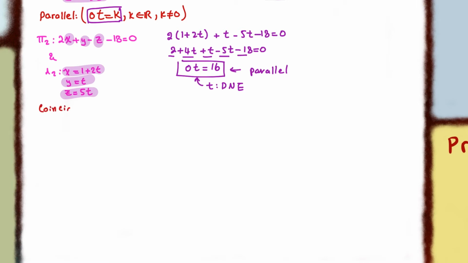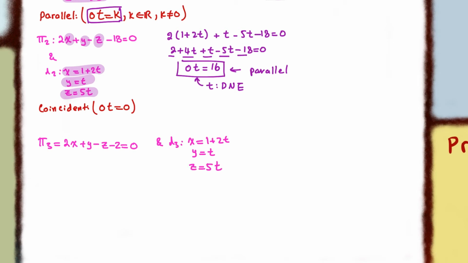The line and the plane can also lie on top of each other. In this case, they would be coincident, and that would mean that 0t will equal 0, meaning that we will have infinite number of solutions. Let's take a look at an example for this particular case. So we've got pi 3 and line 3 as our plane and the line, and we're going to use the exact same procedure. We're going to replace x, y, z with the x, y, and z expressions from the parametric equation of the line, and then we're going to expand and simplify.